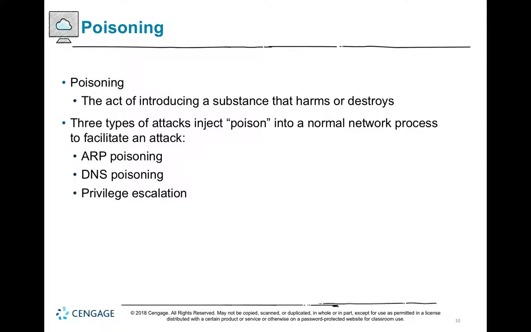Right, so poisoning in general is the act of introducing, and they call it a substance that harms or destroys, but it's introducing something that causes damage. They've divided this into three types here: ARP poisoning, DNS poisoning, and privilege escalation. Now, that threw me off a little bit. I normally consider privilege escalation a different type of attack, but that's where they have it in the content, so that's where we're going to discuss it.